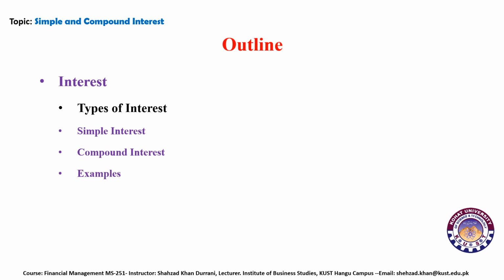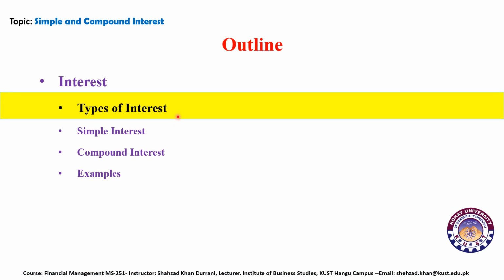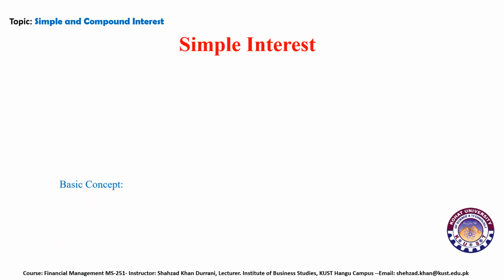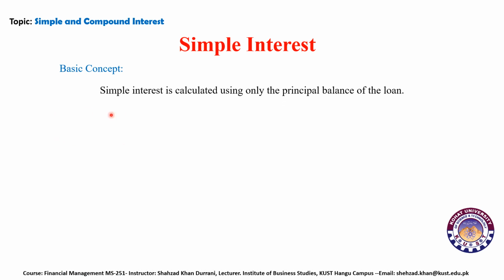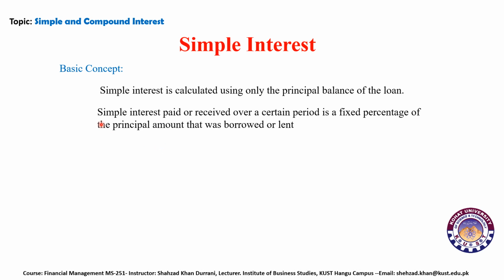We have different types of interest. Mainly we have simple interest and compound interest. First, the basic concept of simple interest. Simple interest is calculated using only the principal balance of the loan. You can also call it the principal amount or the original amount. It means that simple interest paid or received over a certain period is a fixed percentage of the original amount that you deposited, borrowed or lent.